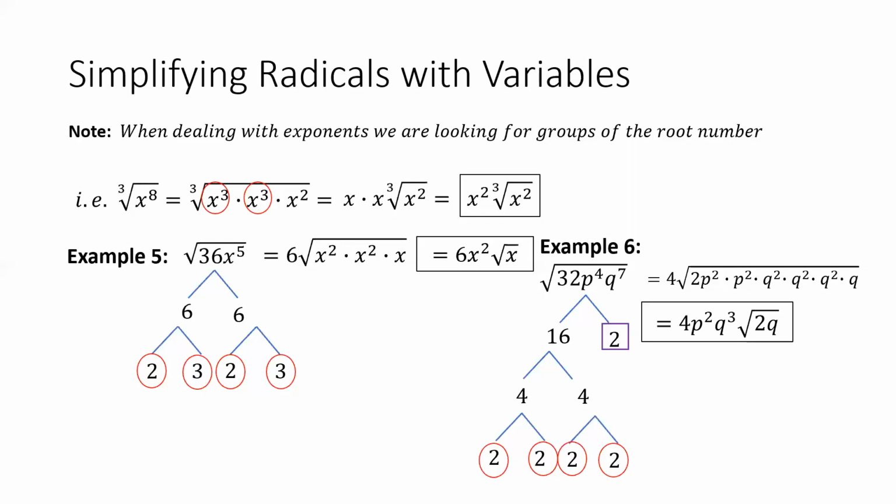So pulling out the 2 pairs of p squareds gets me p squared. Pulling out the 3 pairs of q squared, so 3 q squareds, I'm left with just q to the 3rd, and then whatever's left over is just the single 2 and the q.